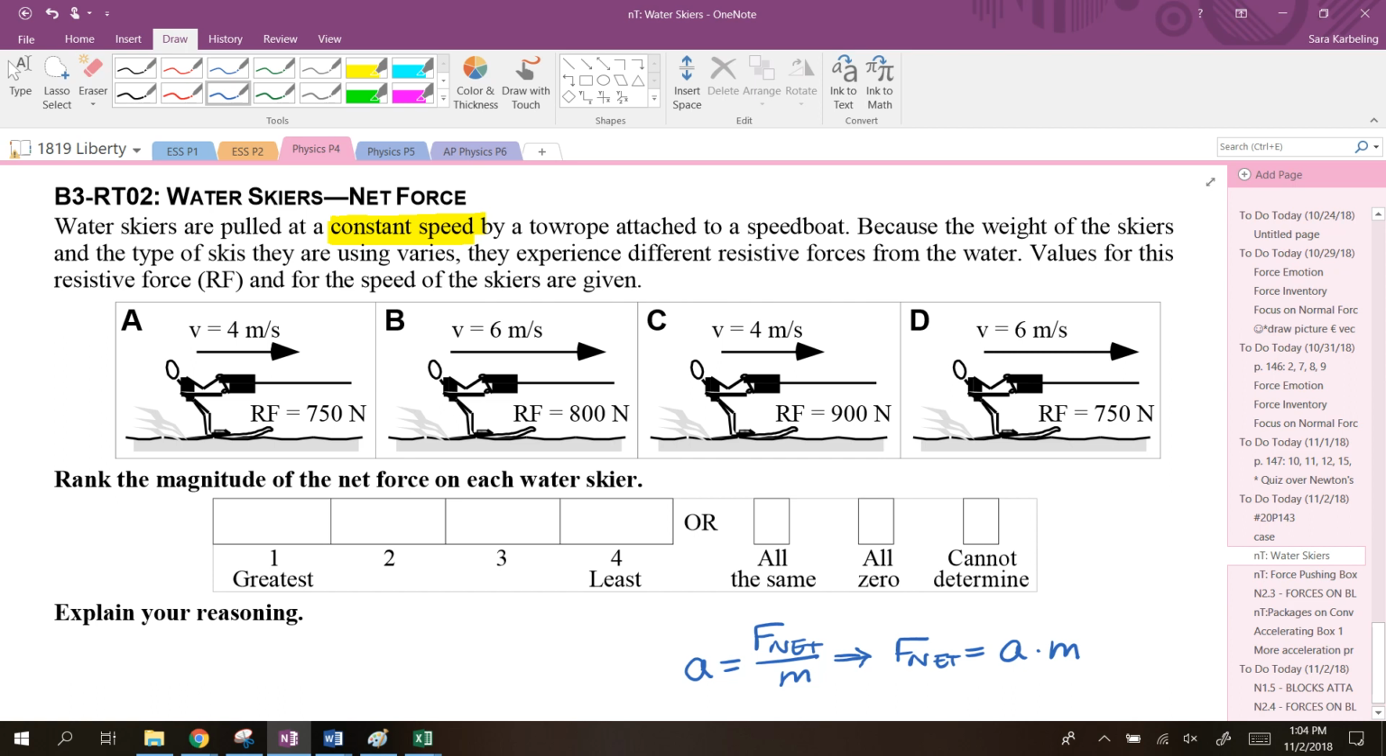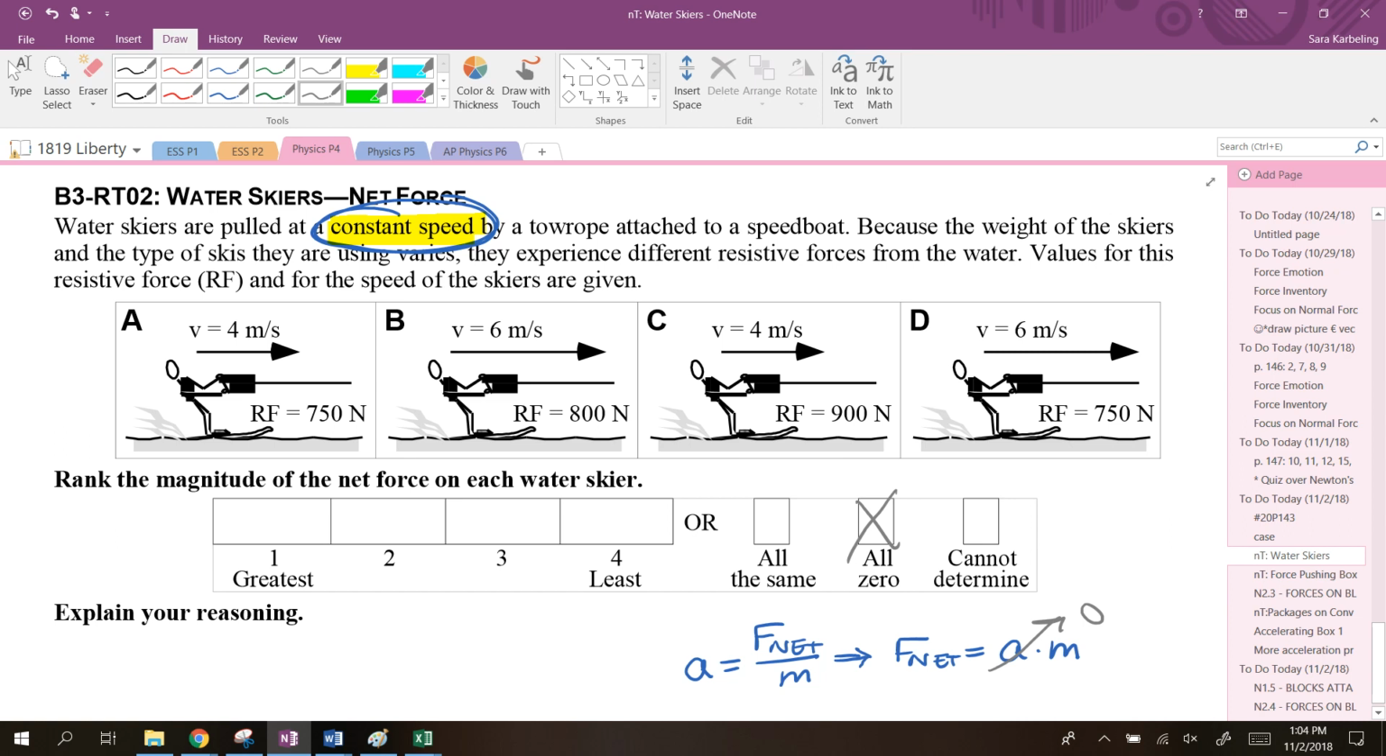This one's kind of a funny question. The key is right here, friends. It's at a constant speed. If it's at a constant speed, then that means the acceleration is 0. And if the acceleration is 0, times anything is 0. So what's the right answer in this case? All equal, and in fact, all 0. It's okay. This is a funny question because it's all about reading that very carefully, right?